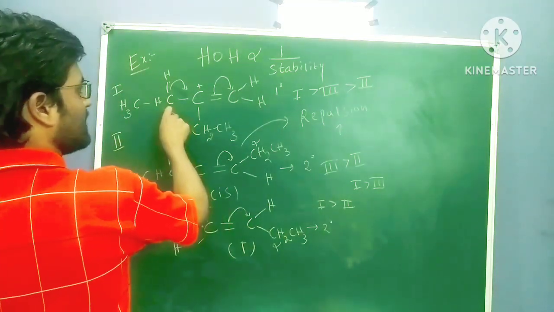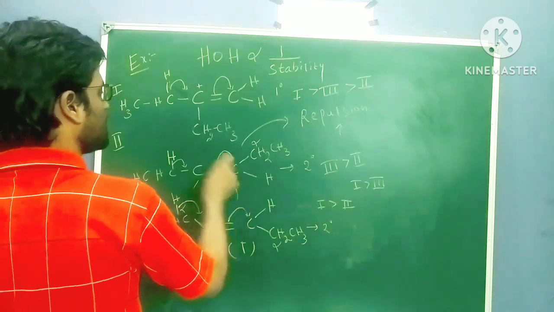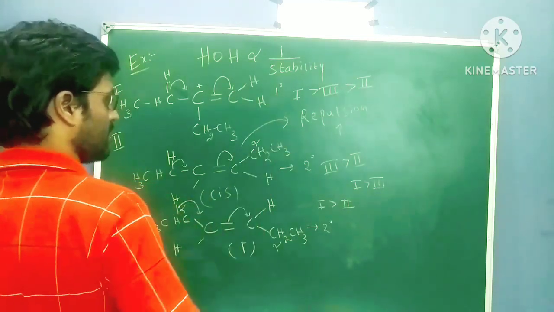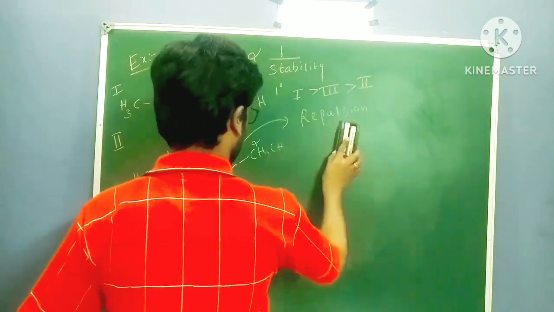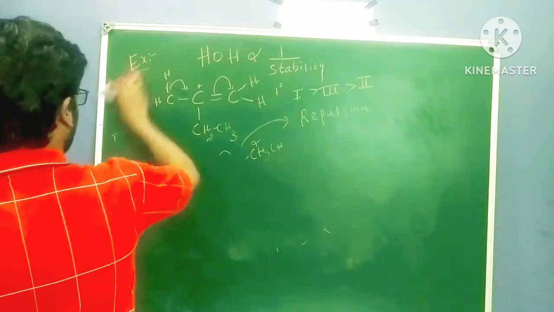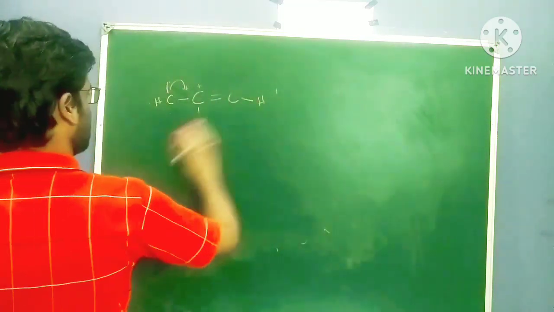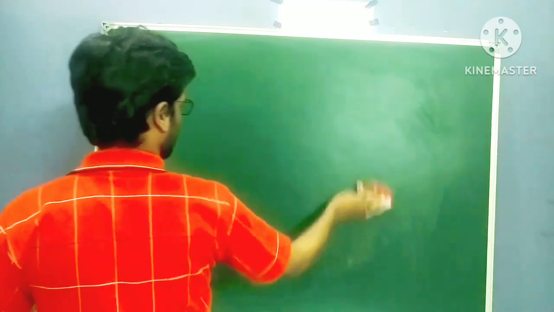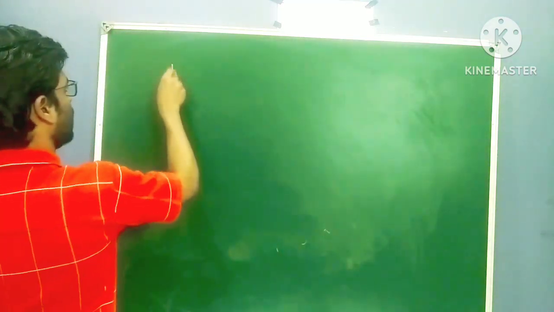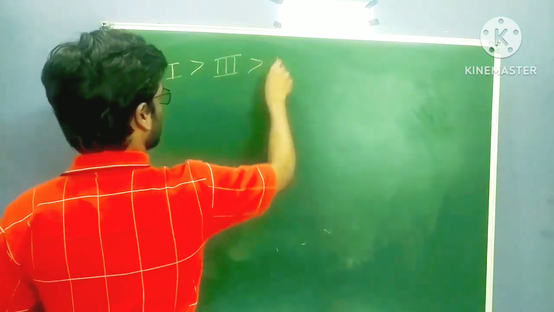So 1 is more stable, then trans is more stable, then cis. This is the stability order. So 1, 3, 2 is the stability order.